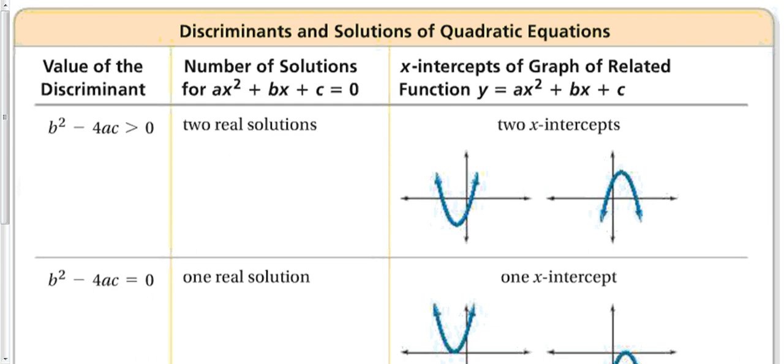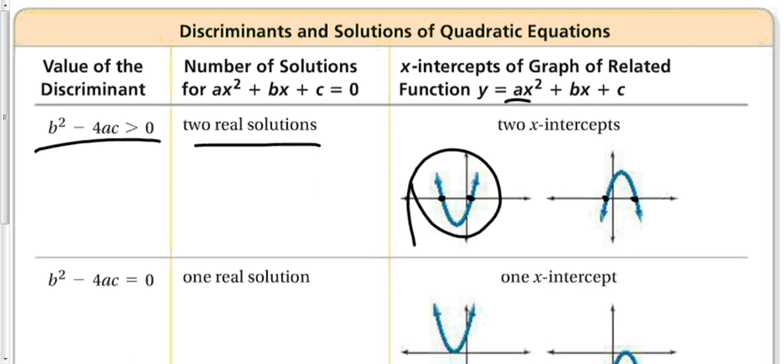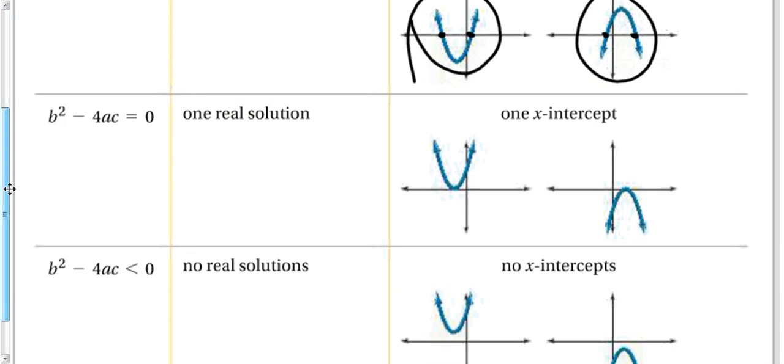If the discriminant is greater than 0, there are 2 real solutions, which should make sense because that means the graph crosses the x-axis 2 times. It doesn't say which way it goes. This graph represents a positive A. This graph represents a negative A. Okay? So we know that from earlier in the chapter. But right now, all we're talking about is how many times the graph crosses the x-axis. If the discriminant is positive, it's twice. If the discriminant is 0, it's once, which means the point on the x-axis is the vertex.